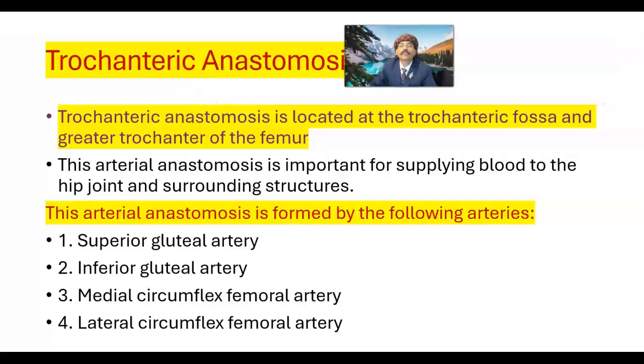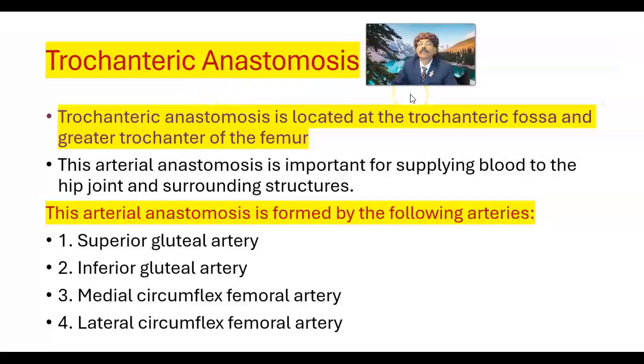Trochanteric anastomosis. Anastomosis means connection between the arteries or veins. Here we are talking about the arterial anastomosis. Trochanteric anastomosis is located at the trochanteric fossa and greater trochanter of the femur. This arterial anastomosis is important for supplying blood to the hip joint and surrounding structures. Trochanteric anastomosis location is a bit above the cruciate anastomosis.